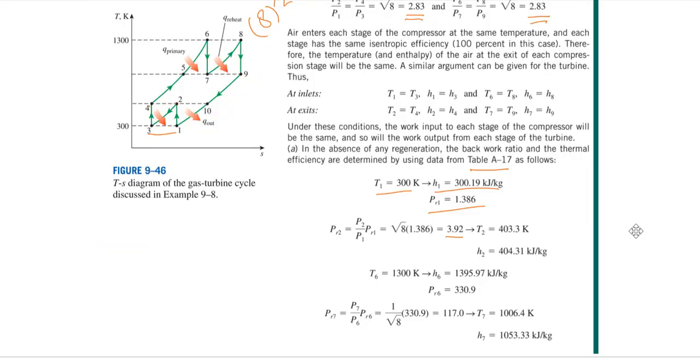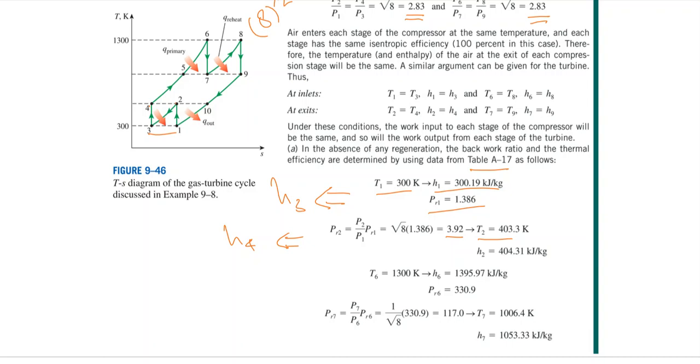So at 3.92, the temperature is 403.3 as of interpolating, and the enthalpy is 404.31. So this would be the enthalpy at H4 as well, and this would be the enthalpy at H3 as well.